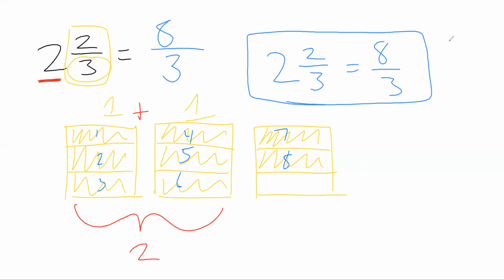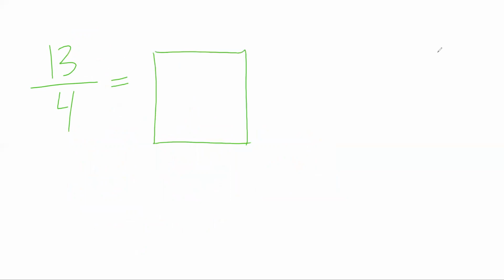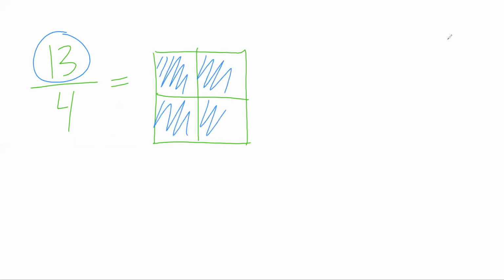Okay, so let's play with one more. We'll go the other way from top-heavy to mixed. I'm going to call it 13/4. Okay, again, denominator is our friend here. Because the denominator says, oh, well, I have a model, and it's cut into 4 pieces. And according to the numerator, I have 13 of these pieces shaded in. So let's start with that. So that's 1, 2, 3, 4. Well, that's not 13. That's not enough. So let's build another model.